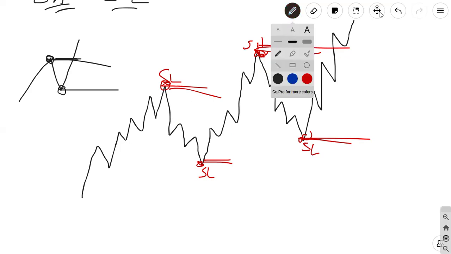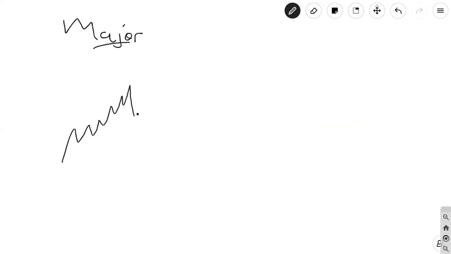Now, going back to our topic, major and minor structure. When we say a major structure, we are talking about the whole structure. When we have a market creating swing lows and swing highs, swing points like this, this here is the major structure. The major structure is the whole structure, including the swing points.